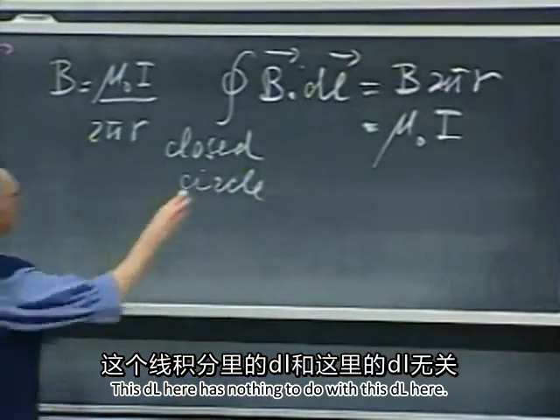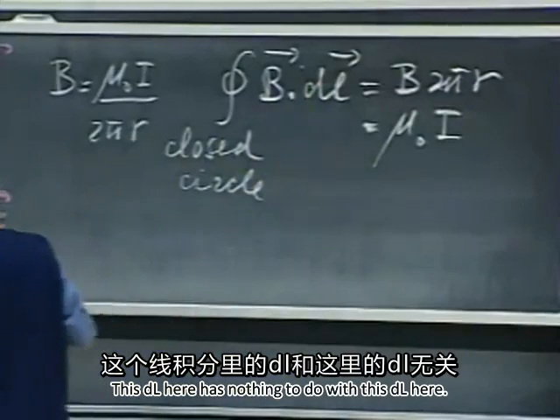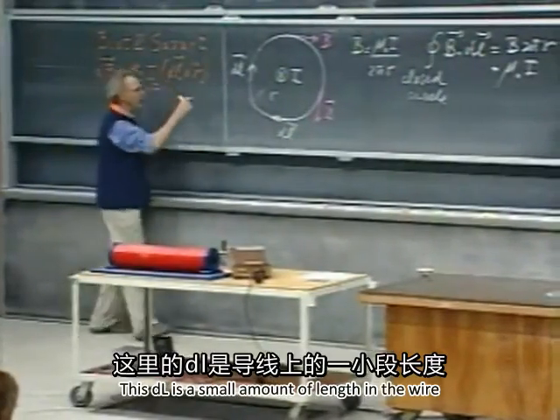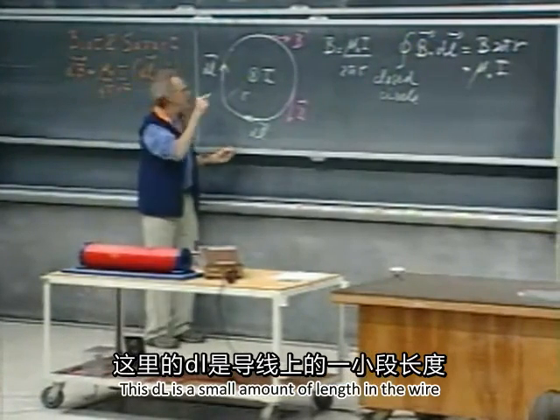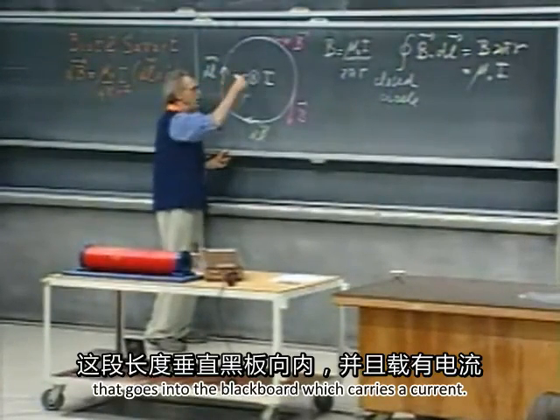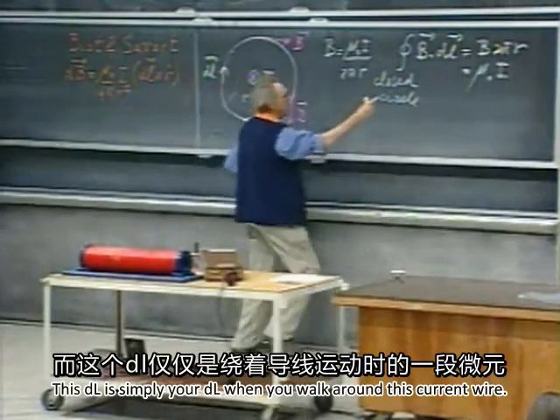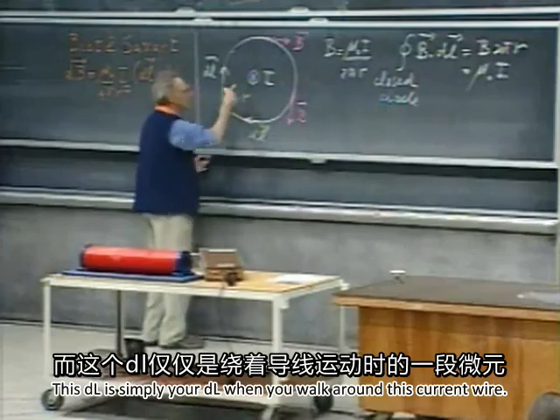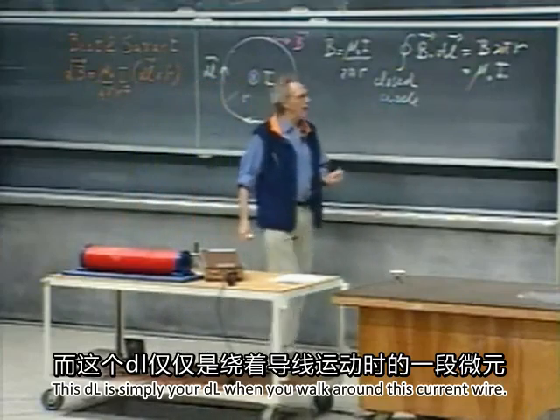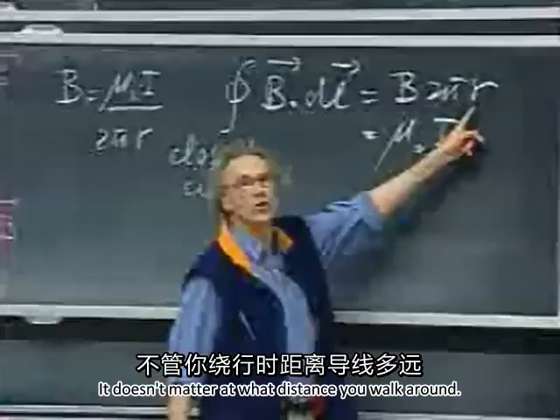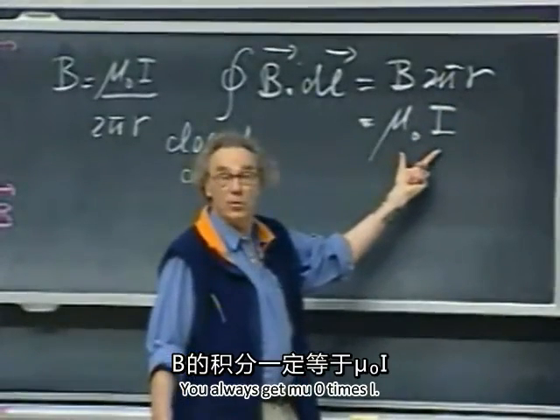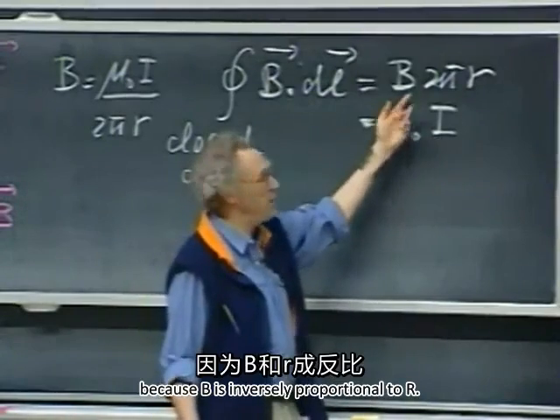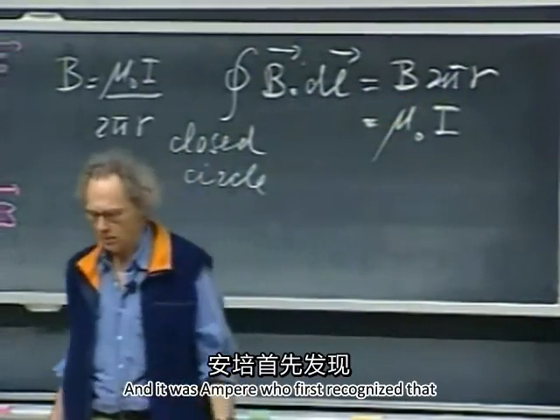This dl here has nothing to do with this dl here. Don't confuse the two. This dl is a small amount of length in the wire that goes into the blackboard which carries a current. This dl is simply your dl when you walk around this current wire. And it doesn't matter at what distance you walk around, you always get mu0 times I. You see it right in front of your eyes because B is inversely proportional to R.